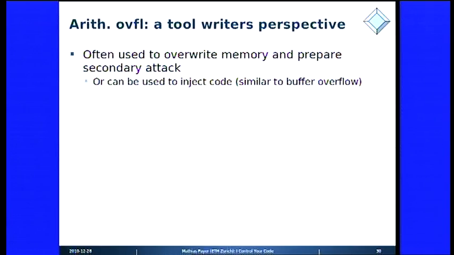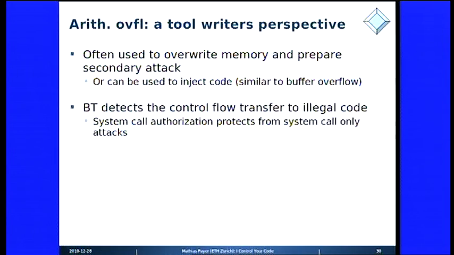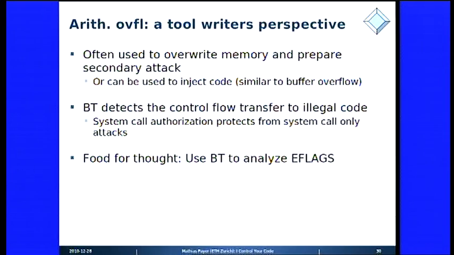These arithmetic overflows are often used to overwrite some part of the memory and prepare a secondary attack, like a secondary buffer overflow or return-oriented programming or things like that. It can also be used to inject code similar to a buffer overflow because we have some random writes. The virtualization system detects the control flow transfer to illegal code, and the system call authorization stops and protects the system from these forms of attacks.